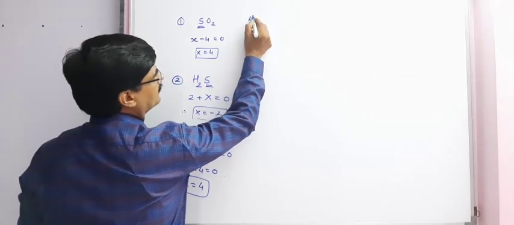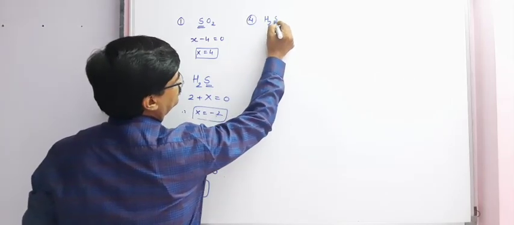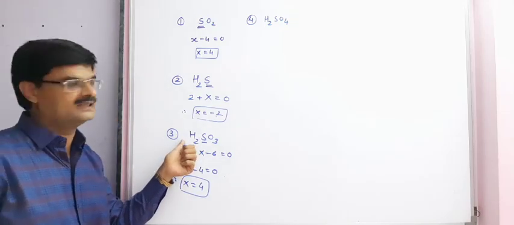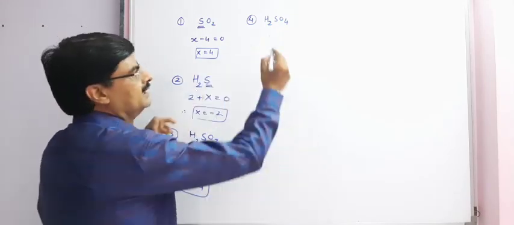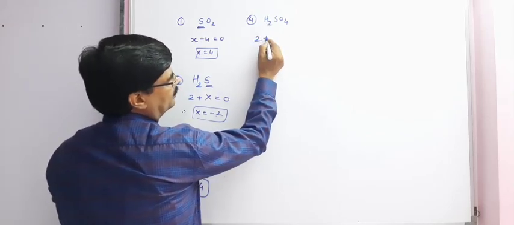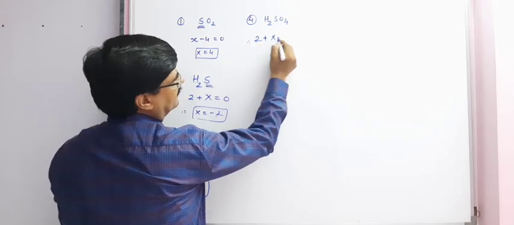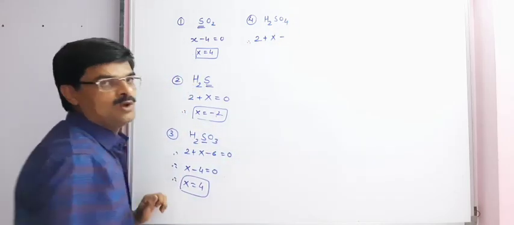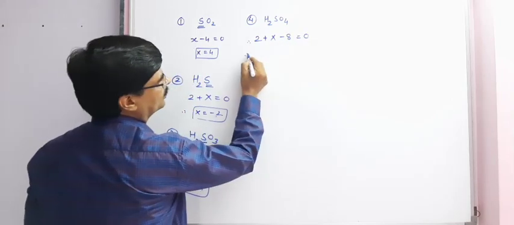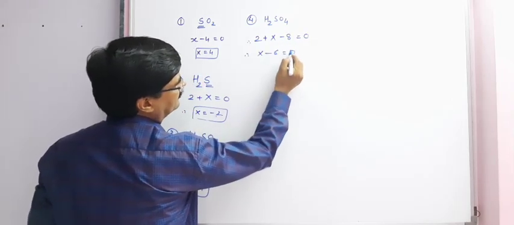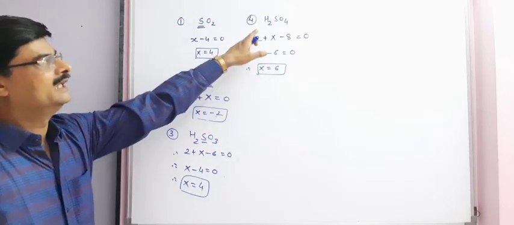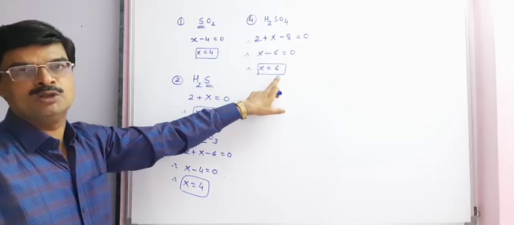Now the next case. H2SO4, sulfuric acid. The previous one was sulfurous acid; this is sulfuric acid. In H2SO4, hydrogen 2 times 1 is 2, plus for sulfur it is X, and for oxygen, each oxygen is -2, so we get -8, equal to 0. So X minus 6 is equal to 0. X is equal to 6. In H2SO4, X is equal to 6.